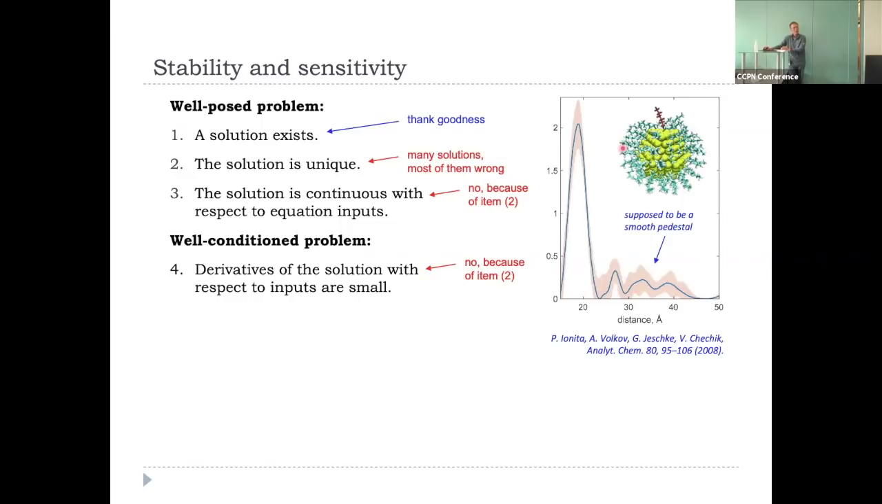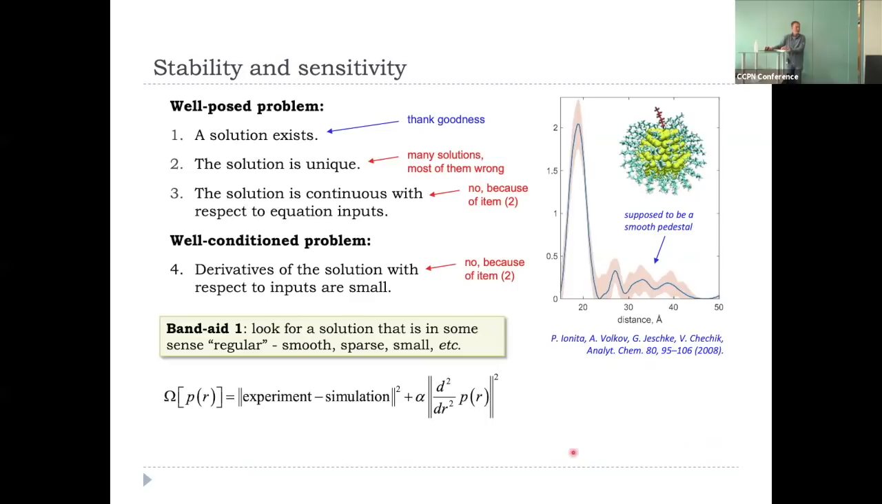This is a gold nanoparticle functionalized with linkers, so sulfur groups attaching to it, and then linkers containing unpaired electrons here. And we have an analytical solution for this nanoparticle. It is supposed to be a sharp peak, so at 20 angstroms, the most probable distance, and then a smooth pedestal. And as you can see, the standard solvers, at least those that were around in 2008, mess up this pedestal, and this is the consequence of that instability and ill-posedness, and it is really a thorny problem. There are many decades of work that went into relevant problems across physics.